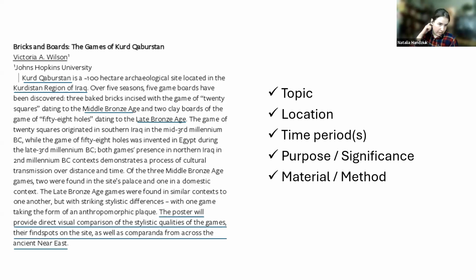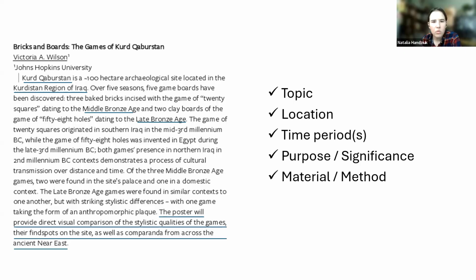So, a very different project in this abstract called Bricks and Boards, the Games of Kurd Kabristan. Kurd Kabristan is a 100-hectare archaeological site located in the Kurdistan region of Iraq. Over 5 seasons, 5 game boards have been discovered: 3 baked bricks incised with the game of 20 squares dating to the Middle Bronze Age, and 2 clay boards of the game 58 holes dating to the Late Bronze Age. The game of 20 squares originated from southern Iraq in the mid-3rd millennium BC, while the game of 58 holes was invented in Egypt during the late 3rd millennium BC.